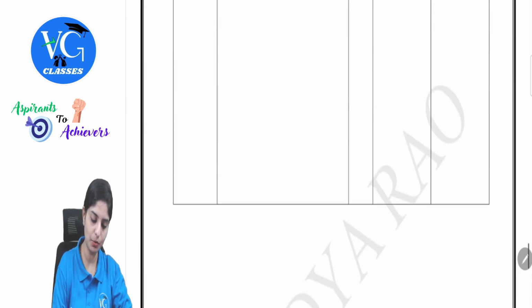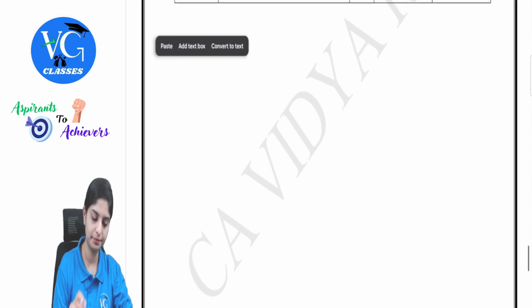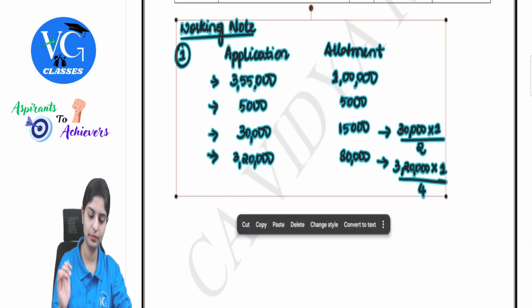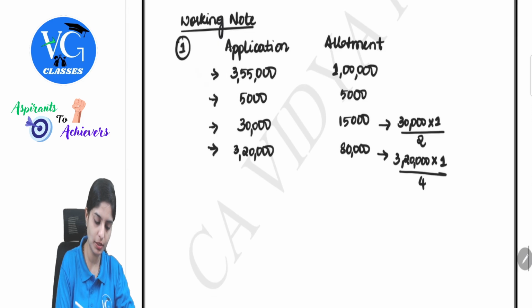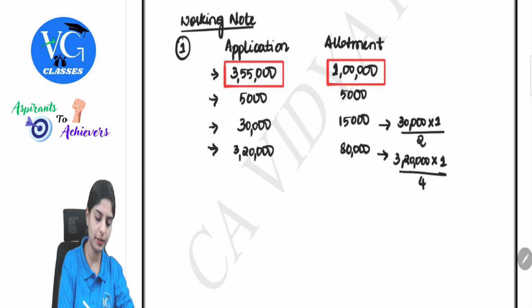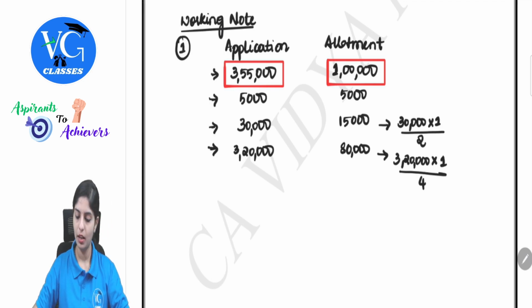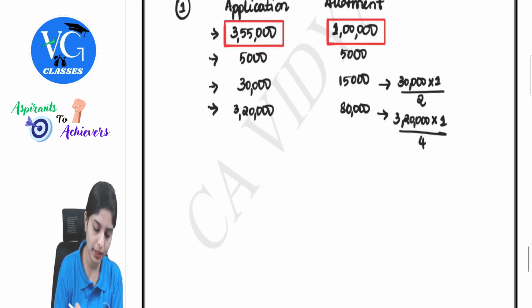So let's put this down. We understood the number of shares. So this, if you observe, was the first category. 3,55,000 applied for, 1 lakh being allotted. Now for this, they have given the bifurcation. If you just observe, 5,000 plus 30,000 plus 3,20,000 is nothing but 3,55,000 on the application side. 5,000, 15,000 and 80,000 is nothing but 1 lakh on the allotment side. This is allotted in different categories. That's what we understood in working note number 1.